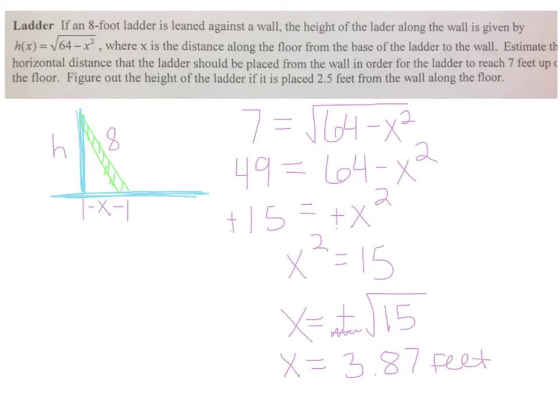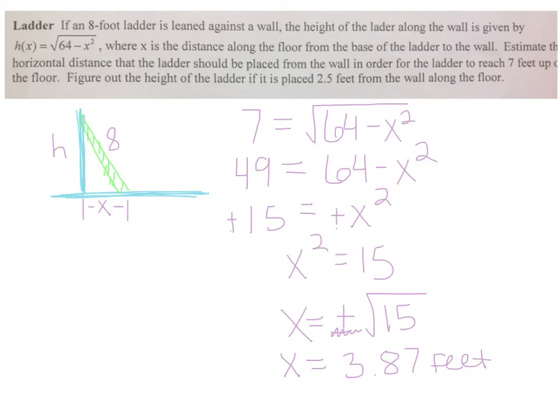And when you're doing these word problems, it helps because you can say, well, is that reasonable? Would I place a ladder almost 4 feet from the wall? And yeah, you would. So that's reasonable. It's logical. If you had gotten 50 feet, you would be like, no, that's not possible, and you would start over again. All right, now let's solve the next one.